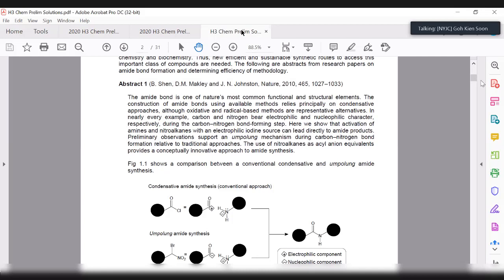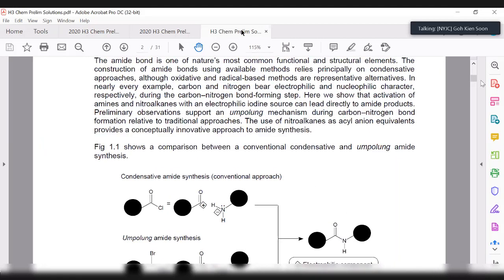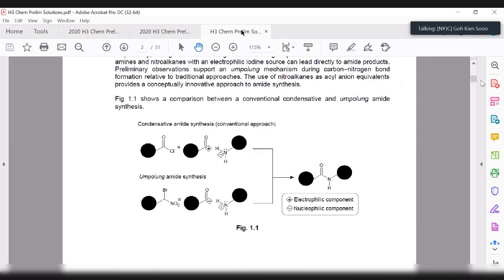So I just copy out whatever is required, whatever I feel is interesting and worth crafting a question on. I thought this diagram here was something interesting, so I redraw it and show it to them.